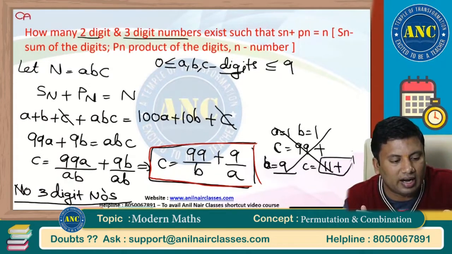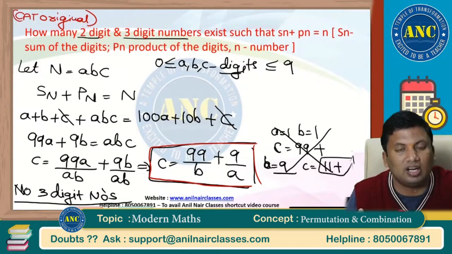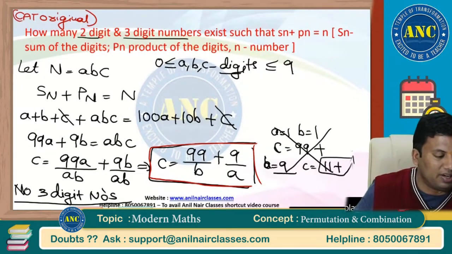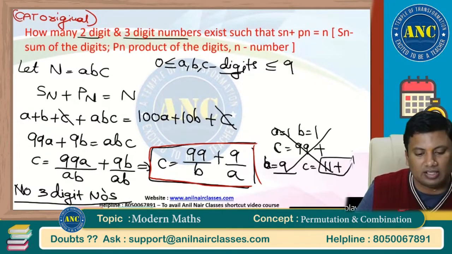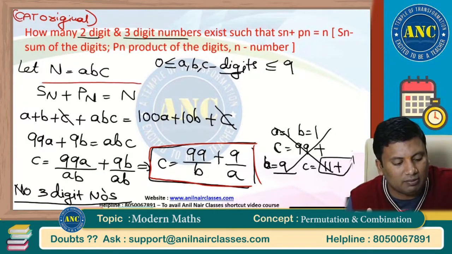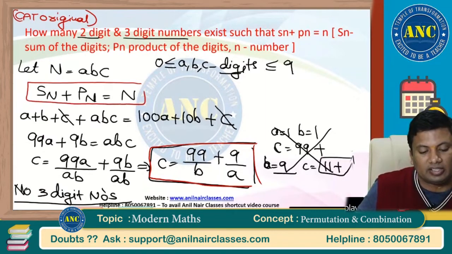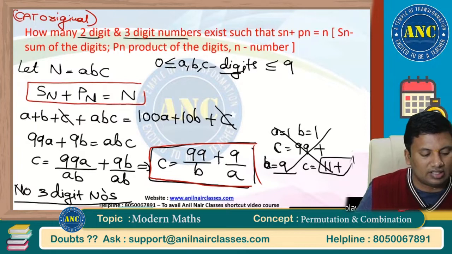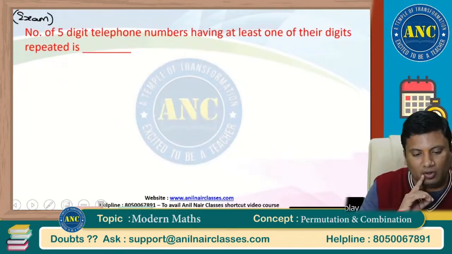This is again a CAT original question for your information, which involves a little bit of pen pushing. Everybody, I hope it is clear. Kindly reply if the idea is clear. Sn plus Pn is nothing but En. Sn is the sum of the digits, Pn is the product of the digits. I hope it is clear.